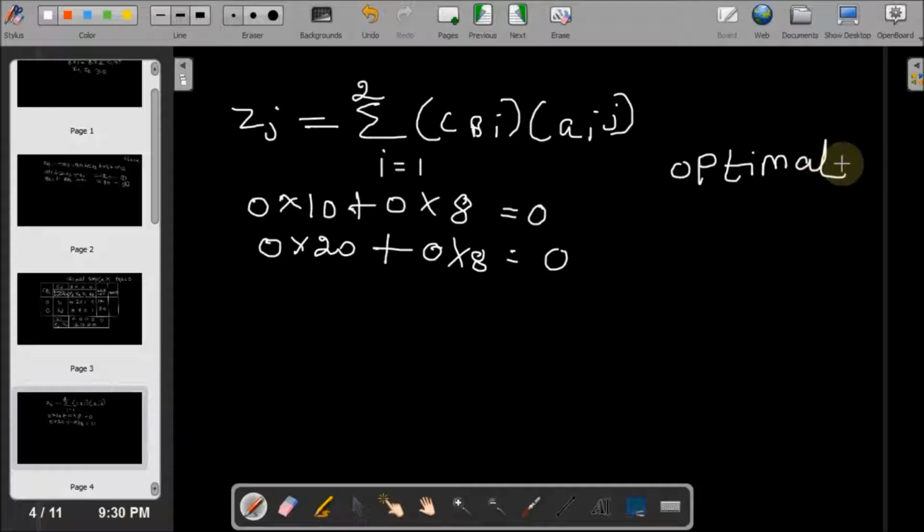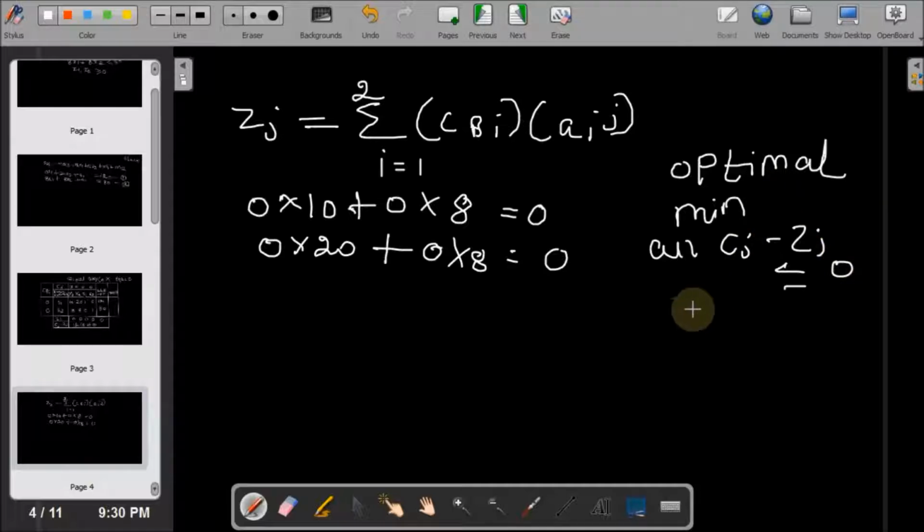So, the optimality condition for a minimization problem. For a minimization problem, all cj minus zj values will be lesser than or equal to 0.